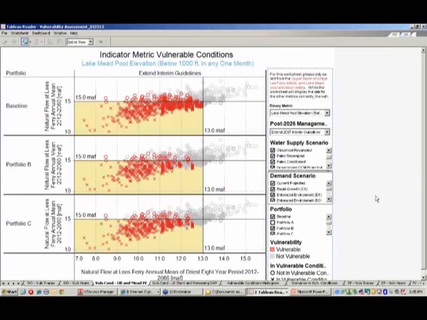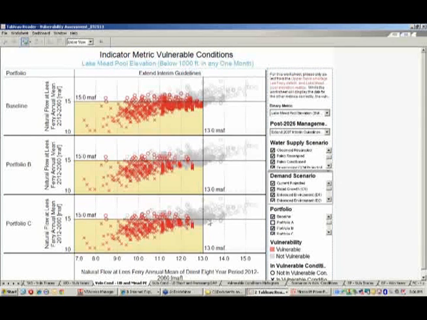So what we're looking at here is the same type of figure we just saw in PowerPoint, but now we're looking at the Lake Mead falling below 1,000 water delivery indicator metric. And you can see we've got different definitions in terms of what is vulnerable, in terms of that 8-year dry period and the long-term flow, but ultimately the concept is the same. And as we implement portfolios, we see fewer and fewer red marks, and we see more potential to shift the vertical and horizontal definitions of this yellow vulnerable space, both left and down.